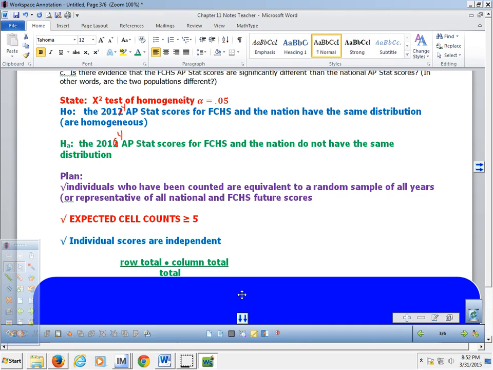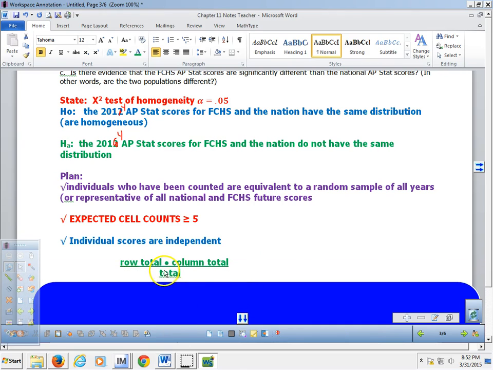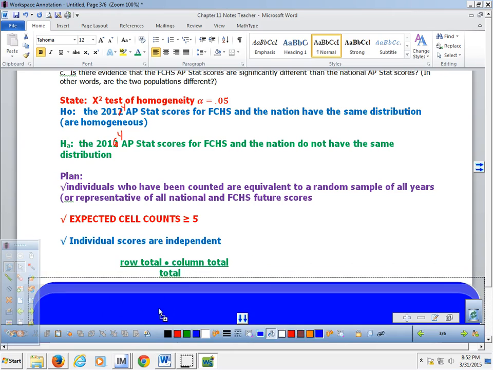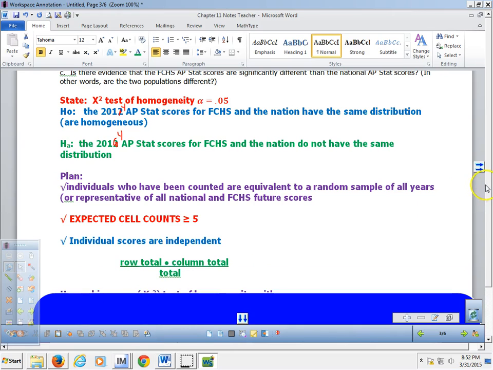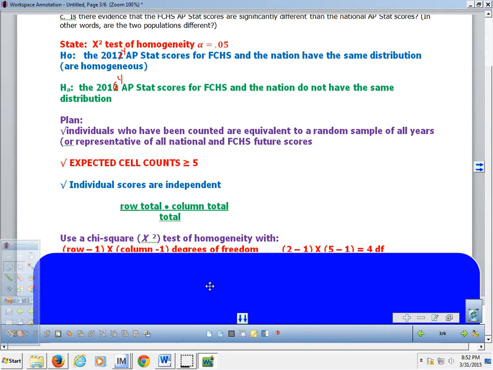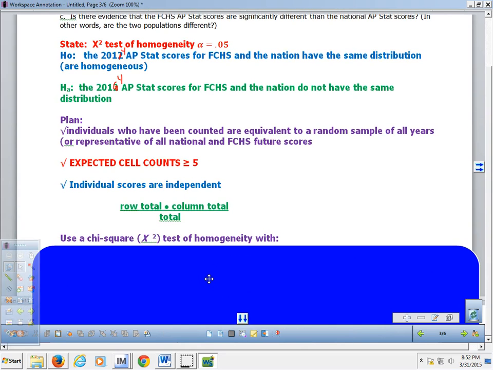So we're ready to run our test. Okay? And again, as a reminder of where the expected cell counts are coming from, we just take the row total times the column total and divide it by the table total. Okay, and there's an easier way to do that, and I'll show you what that is in just a few minutes. Okay? So, we're going to use a chi-squared test for homogeneity.